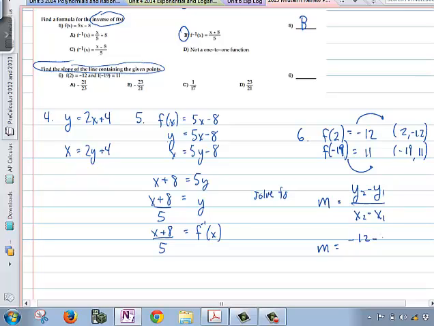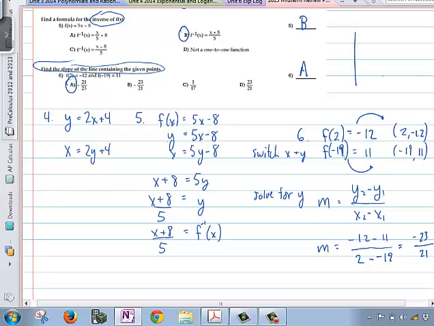Negative 12 minus 11 all over 2 minus negative 19. And what that results in is negative 23 over 21. So I'm looking for a slope of negative 23 over 21. That would be choice A.